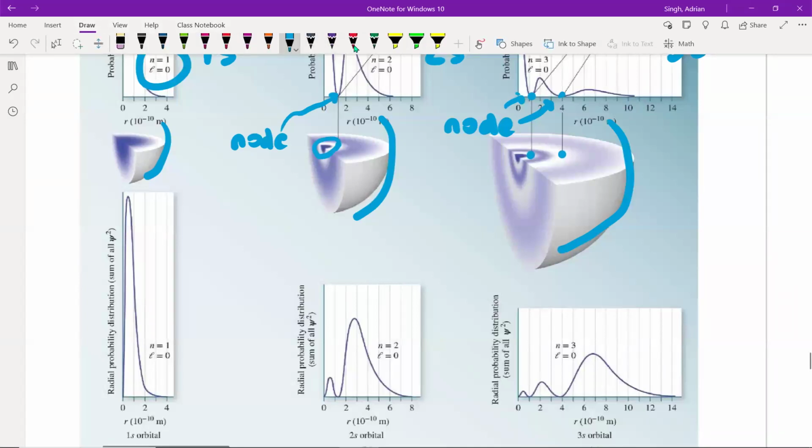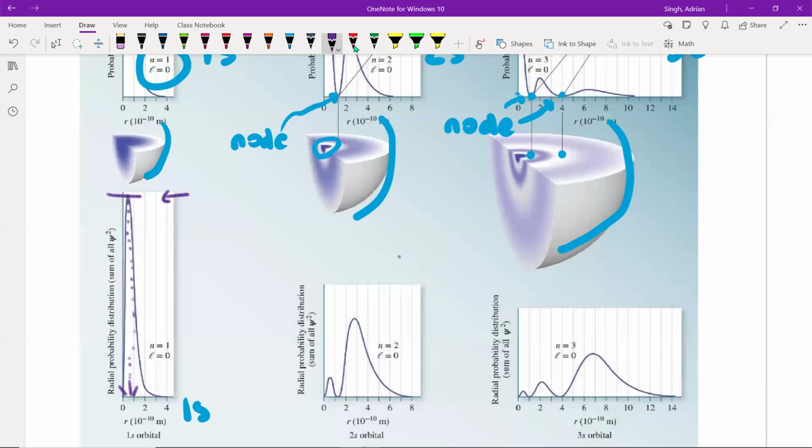So if we take a look at this first one here for the 1s, all we need to do is to look at the peak of this radial probability distribution right about here. That's going to be the most probable distance that the electron can be from the nucleus. So wherever this is the highest, this is going to be the most probable location, the most probable distance of the electron from the nucleus. And this is for the 1s, so it's just under 1 angstrom from the nucleus.